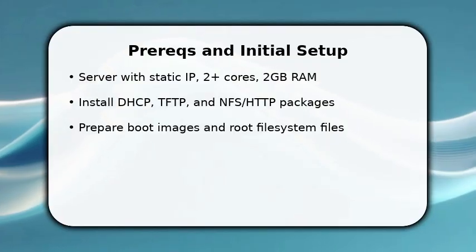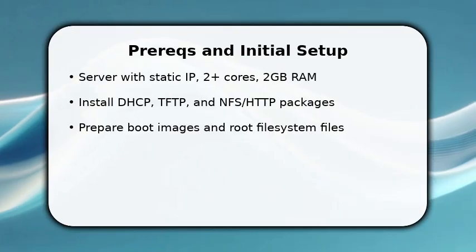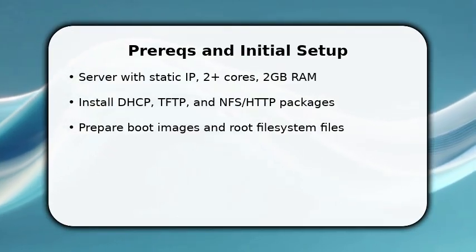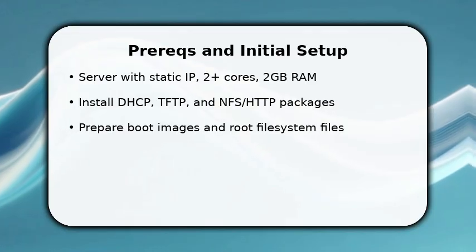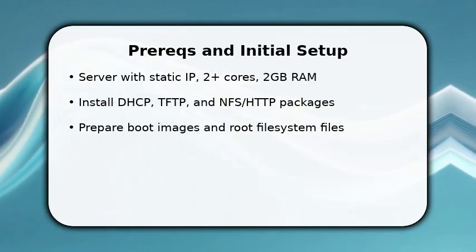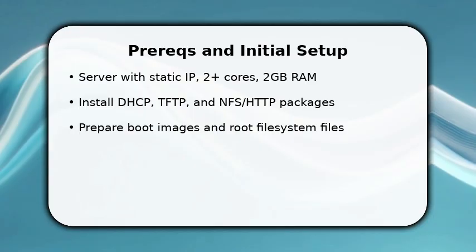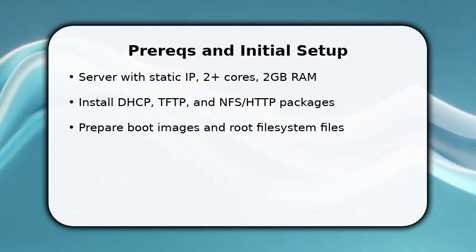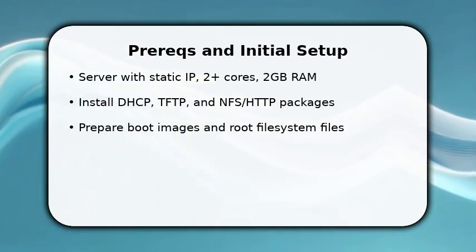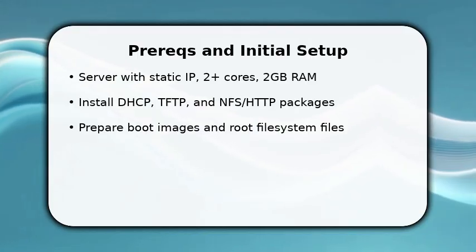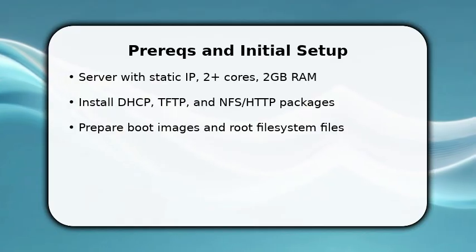You start now by verifying prerequisites: a server with a static IP, enough disk space, and required packages. Install DHCP, TFTP, and NFS or HTTP services so clients can download stages. Create directories for pxelinux or iPXE and place U-Boot or GRUB files. Configure permissions and ensure files are world-readable.